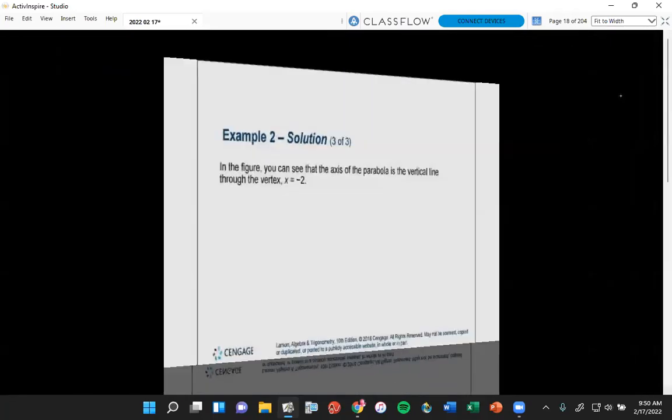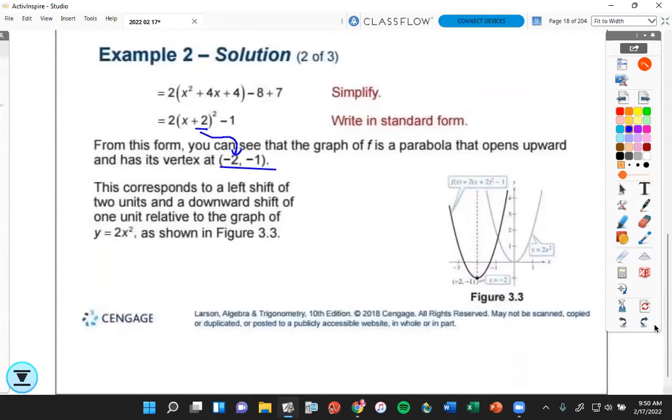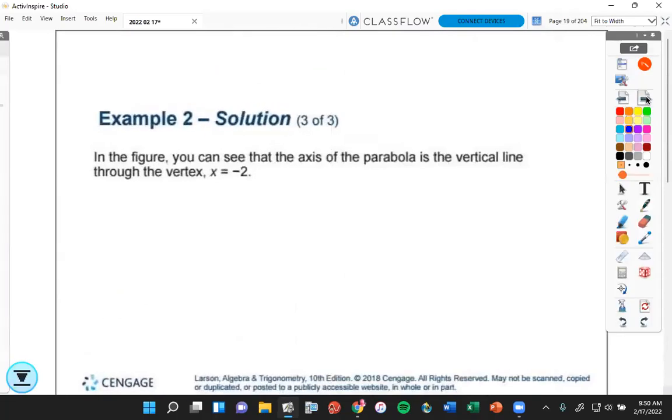Okay, and looking at this figure, notice there's a dotted line here, a vertical dotted line at x equals negative 2. Why is that there? That's the axis of symmetry, and that's what this next slide says. In the figure, you can see the axis of the parabola is the vertical line through the vertex, which is at x equals negative 2.